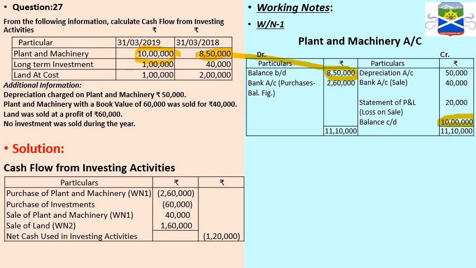Now thereafter, as per the question, a total depreciation of 50,000 is given. That 50,000 will come over here as by depreciation 50,000. In the question it is said that the plant and machinery with book value 60,000 was sold for rupees 40,000. So over here it will come 40,000 as by bank as sales.